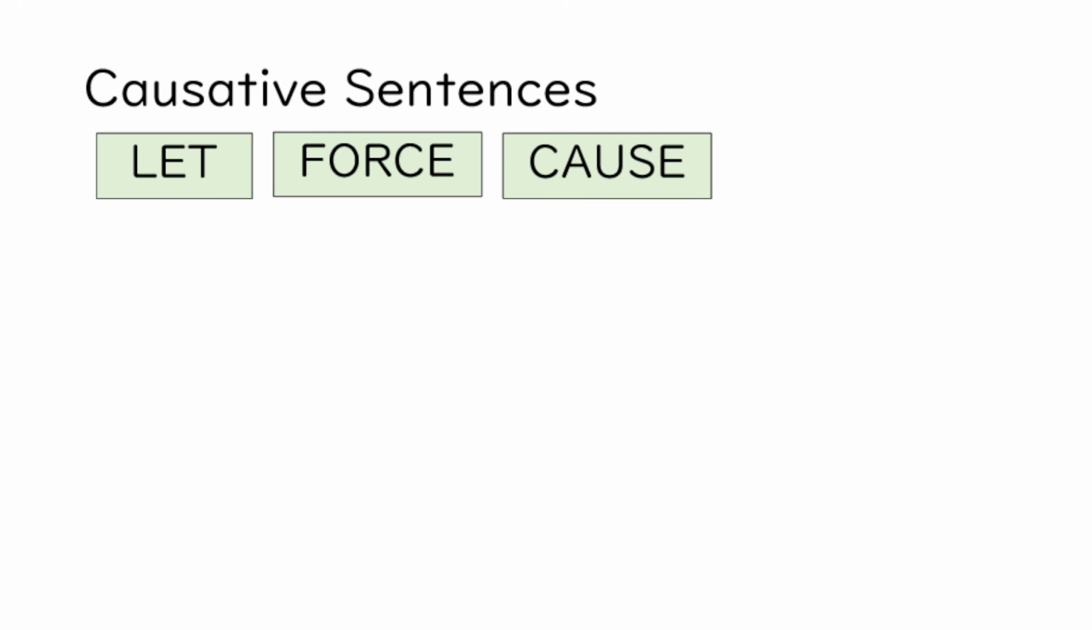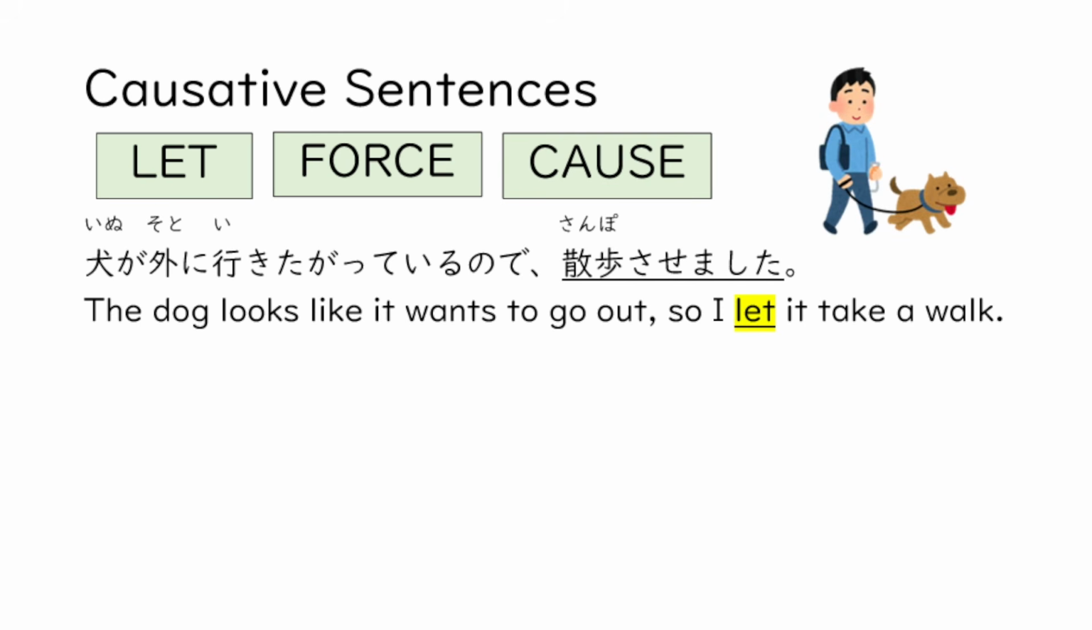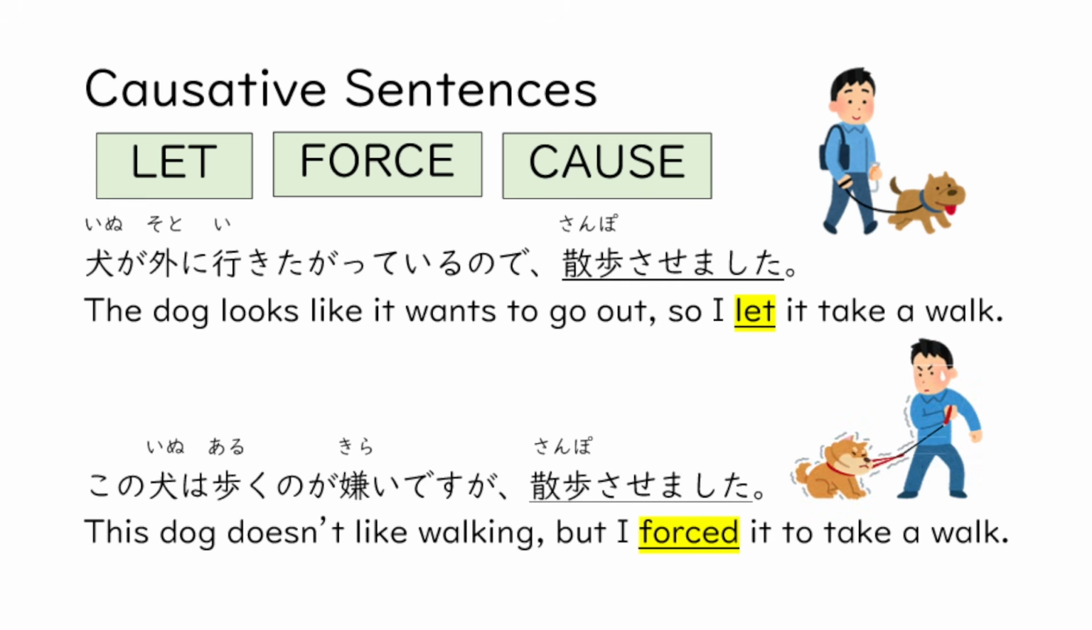Let's take a look. 犬が外に行きたがっているので散歩させました。The dog looks like it wants to go out, so I let it take a walk. 散歩する changed into the causative form, 散歩させる to express letting the dog take a walk rather than simply taking a walk. この犬は歩くのが嫌いですが散歩させました。This dog doesn't like walking, but I forced it to take a walk. So the causative form is exactly the same in these two sentences. Both use 散歩させました. But why do they have different meanings?